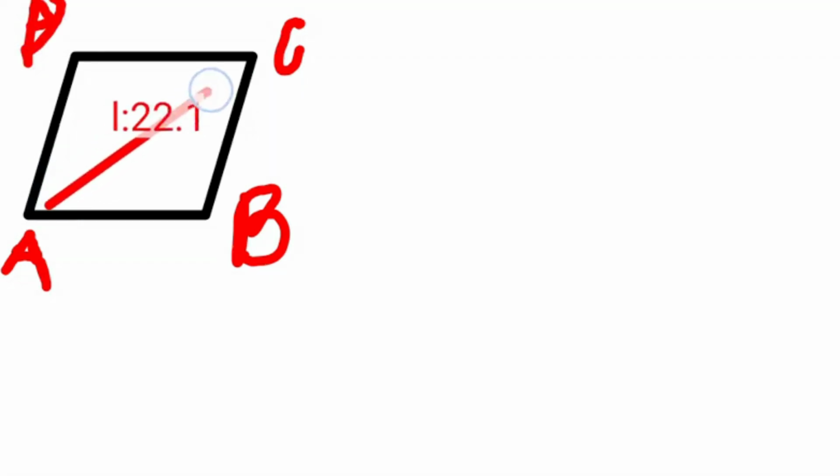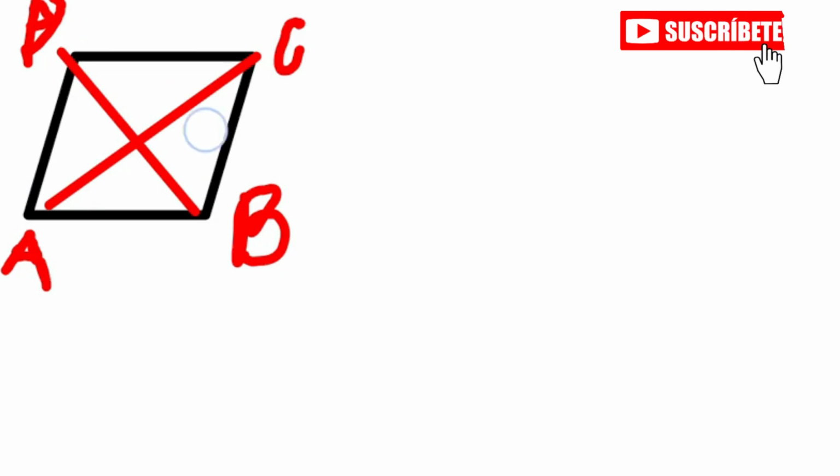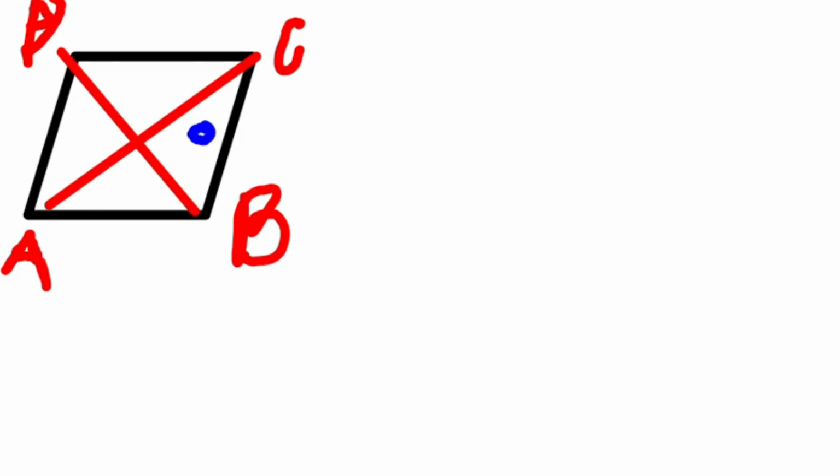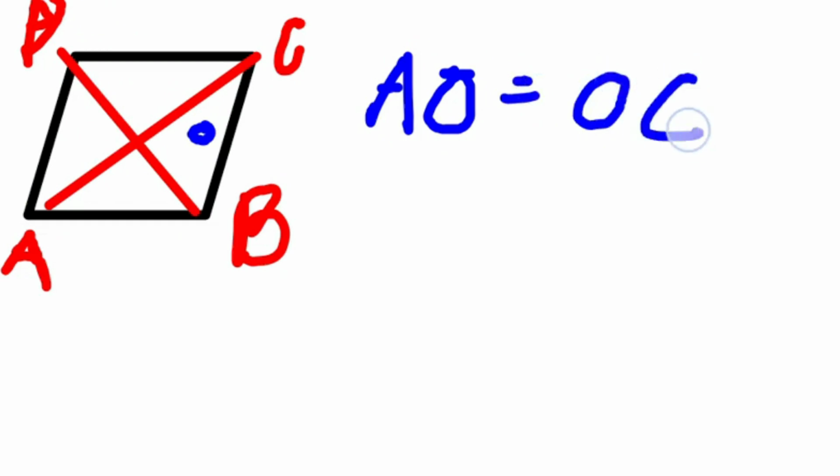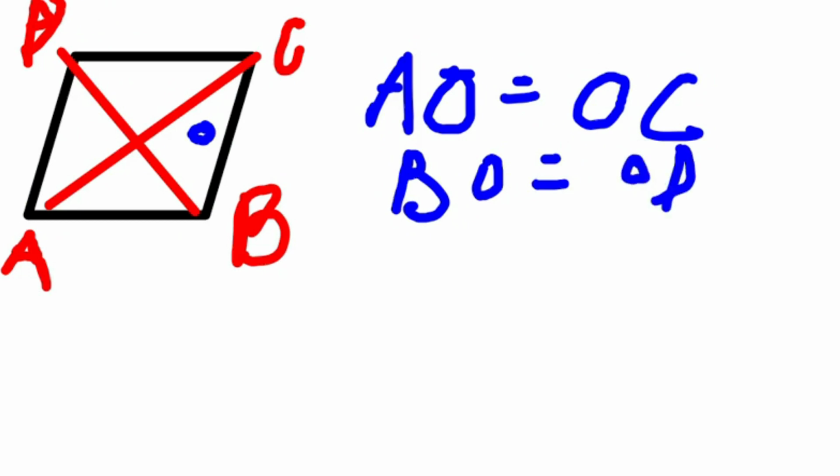Here AC and BD are the two diagonals. They intersect at the point O. Given here AO equal to OC and BO equal to OD.